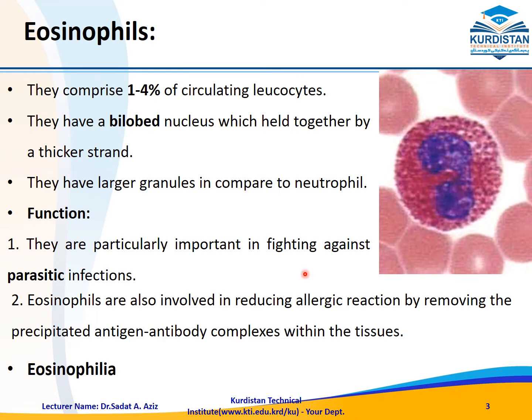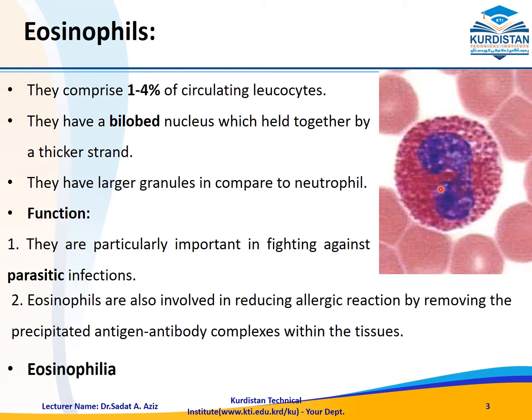And the second type of the granulocytes is called eosinophil. Eosinophil also has a bilobed nucleus. It means the nucleus is made of two lobes, and the lobes are connected with the aid of a thick strand. If you have a look here, in comparison to the neutrophil, the lobes of eosinophil are connected with the aid of a thick strand of chromatin.